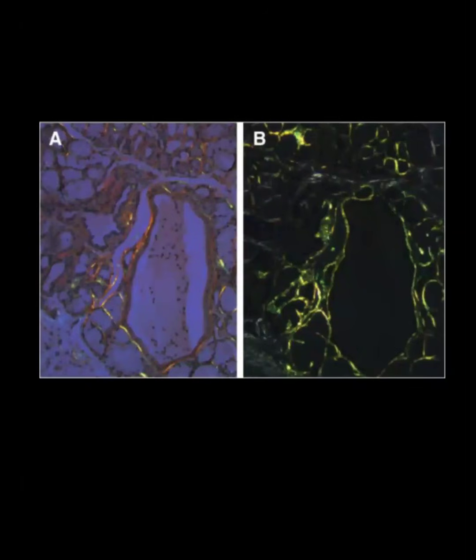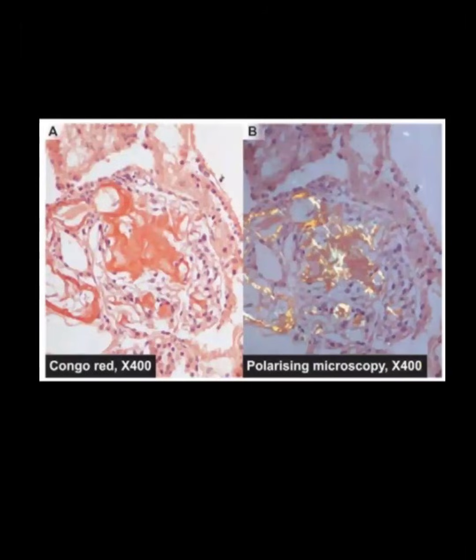Apple green birefringence can be seen after light microscopy shows nodular changes. After nodular changes, I go to the Congo red stain to show whether it is amyloid or not. So apple green birefringence under the polarized light.